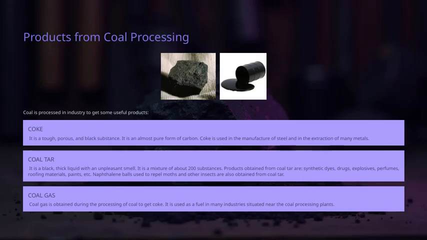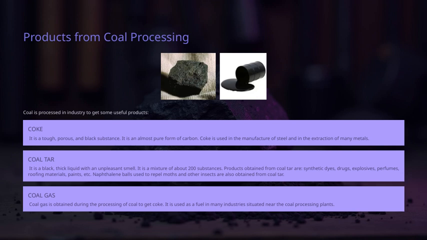Let's take a look at the products we get from coal processing. When coal is processed in industry, it yields several useful products that play important roles in various industries. First, we have coke. Coke is a tough, porous, and black substance, and it's almost pure carbon. It's quite durable and is primarily used in the manufacture of steel, where it acts as a fuel and a reducing agent. Coke is also essential in extracting many metals from their ores, making it a vital material in metallurgical processes.